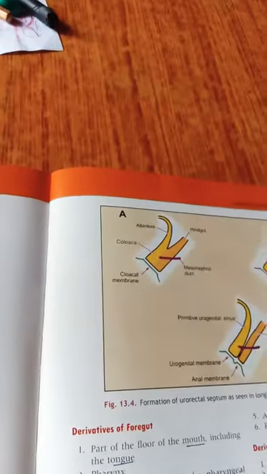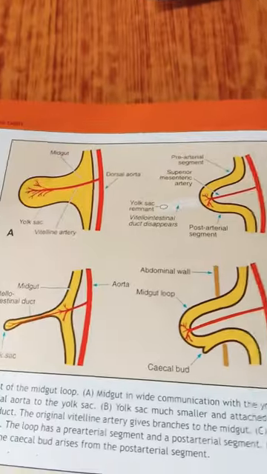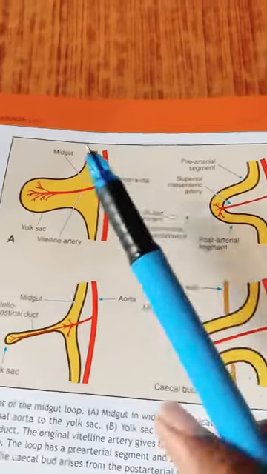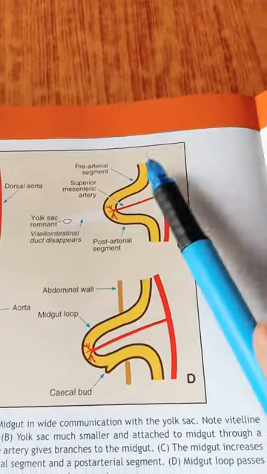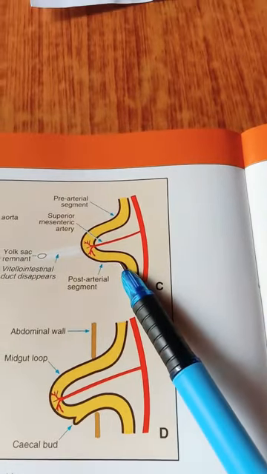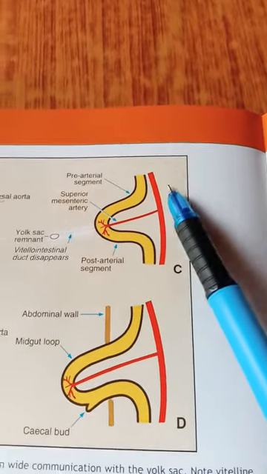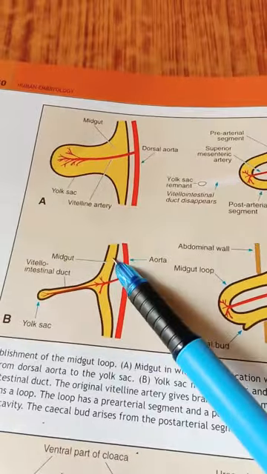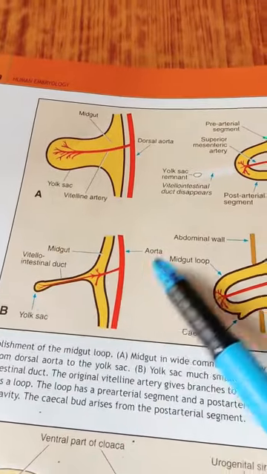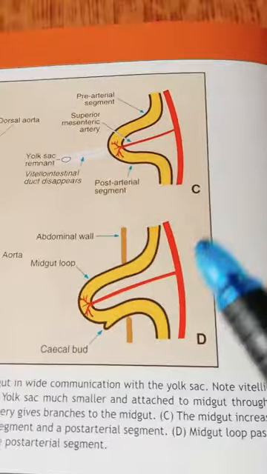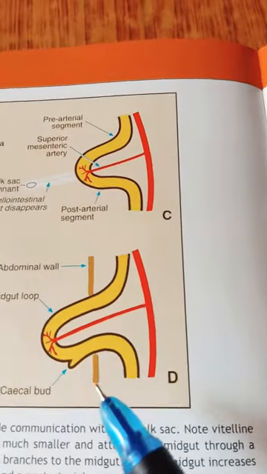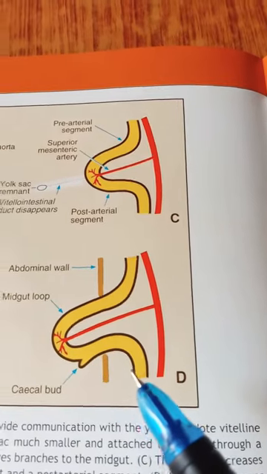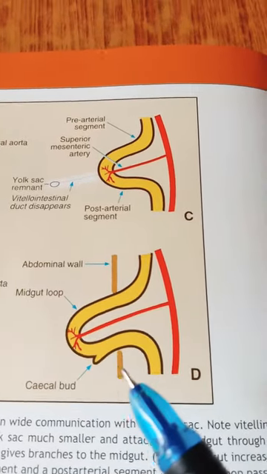Later the communication with the yolk sac disappears, and the midgut forms a tube. You can see the yolk sac is still present here. Now this communication is getting separated, and our midgut is forming a tubular structure. Next it forms a loop. You can see this is a tube-like structure, and now it is forming a loop-like structure over here. This is the perfect structure to show the loop of our midgut. The superior mesenteric artery also passes in this. So yeah, that we need to remember.